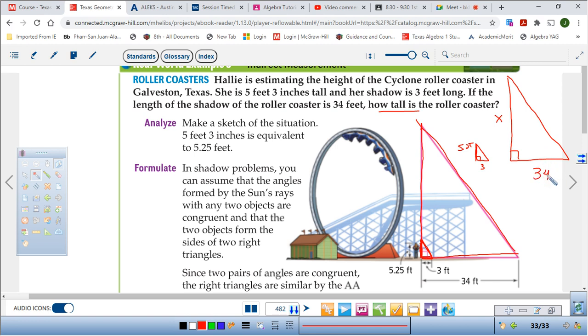Now, this one comes out every year, guys. This here, in this situation, is a roller coaster. Sometimes it's a flagpole. Sometimes it's a tree. Sometimes, the last time it was a radio tower, and the beacon thing was way up there. And it's always the same thing. Now, are these things similar? We're going to go ahead and say yes. Why? Because the sun that is shining over here casts a shadow, and the same angle should be there.